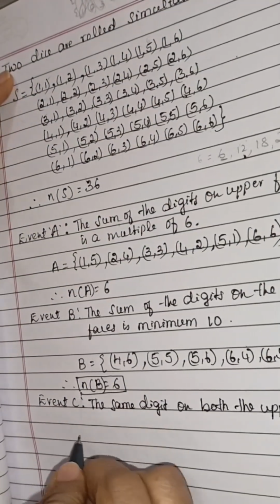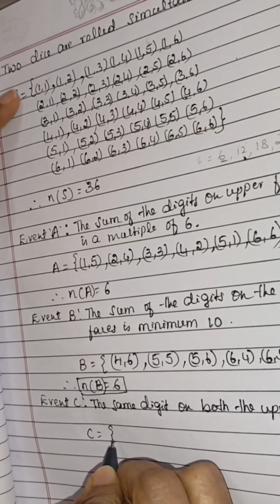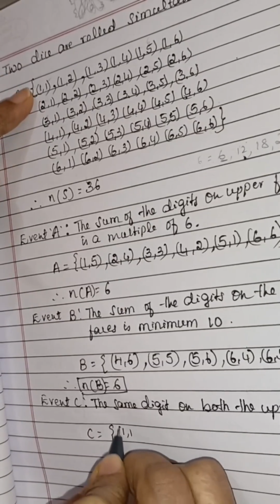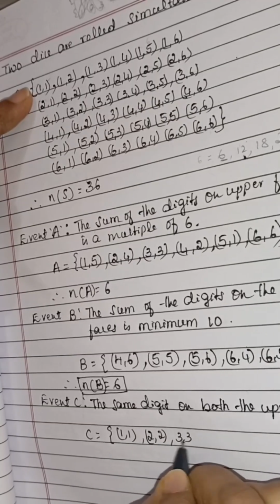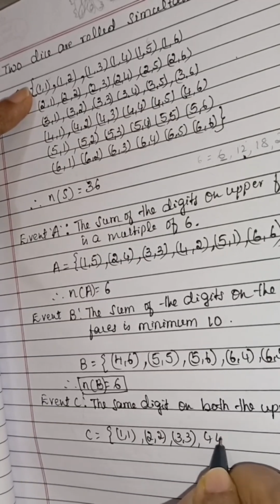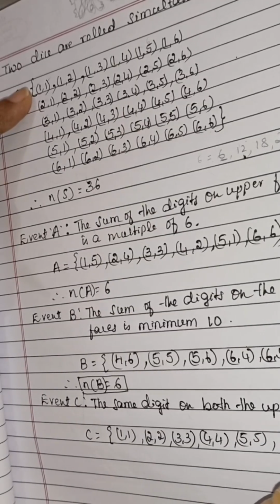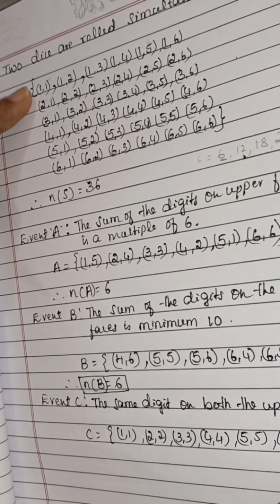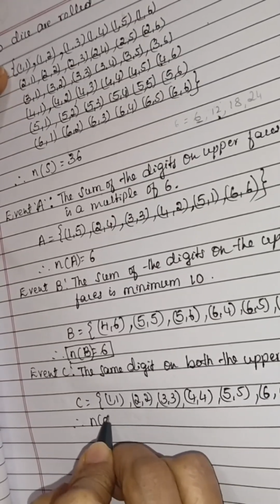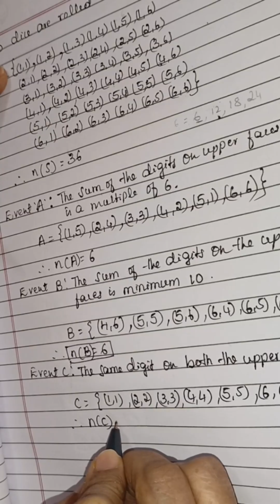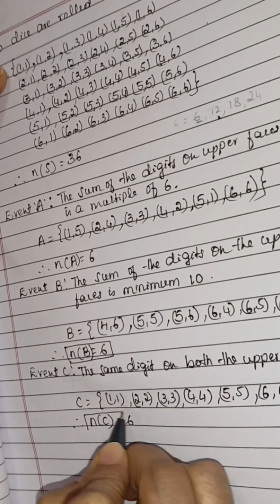Therefore event C is 1 1, 2 2, same digits, 3 3, 4 4, 5 5 and 6 6. Flower bracket close. Therefore n of C, the sample points, are 1, 2, 3, 4, 5, 6. N of C is 6.